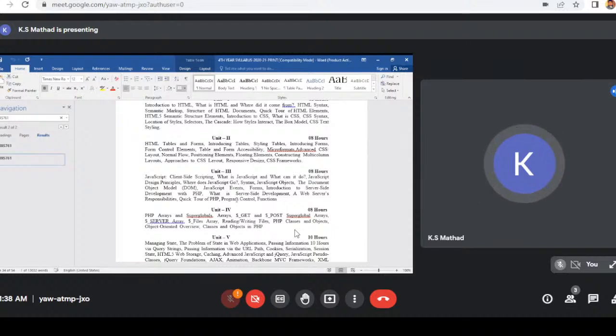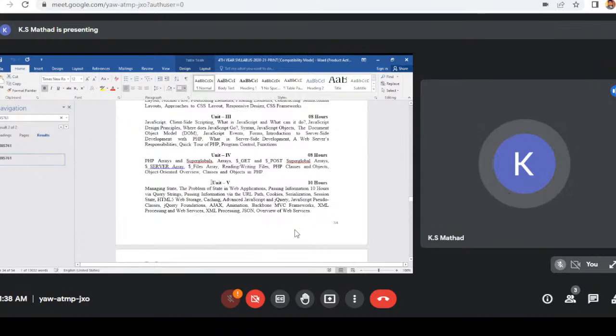a server-side scripting language, wherein you will be studying about PHP arrays, in the fourth unit. Then how you can make use of get and post variables, sending and receiving the data, then reading and writing through the files, PHP classes and objects, object-oriented overview. How about the PHP? Okay.